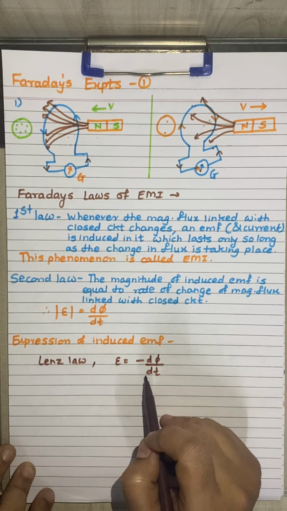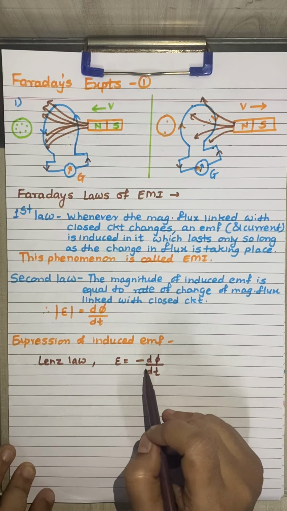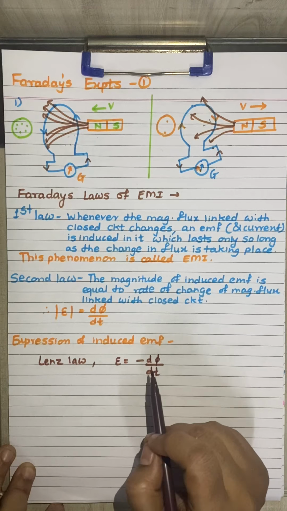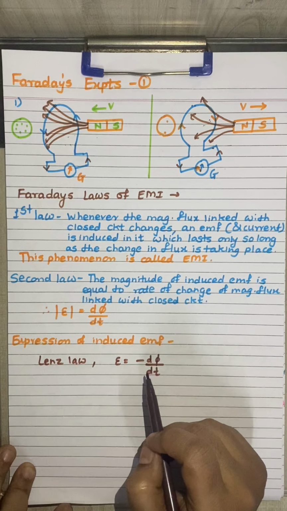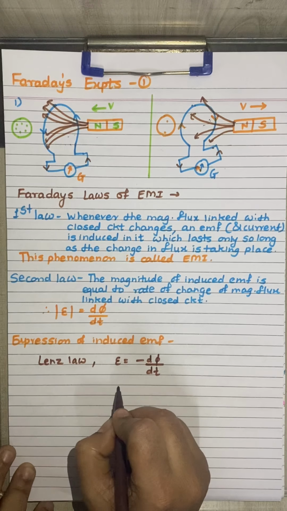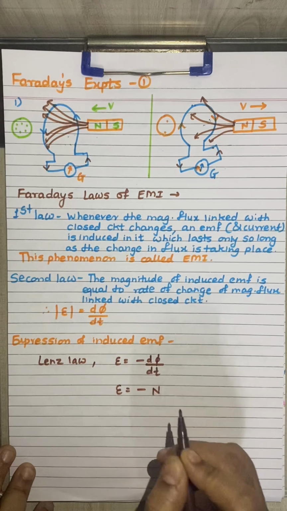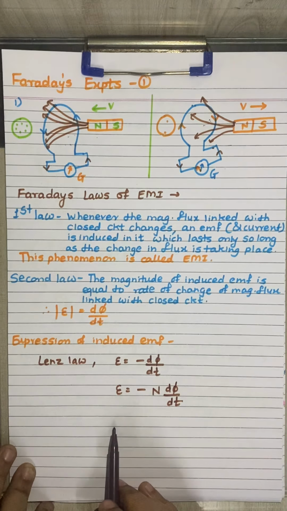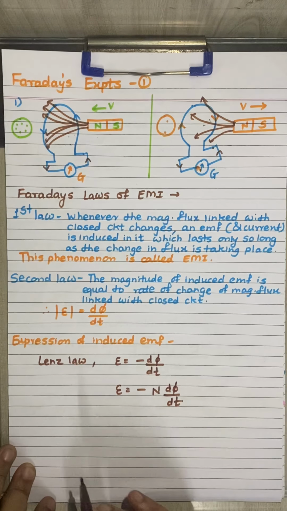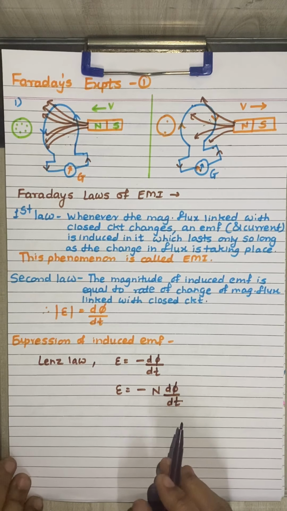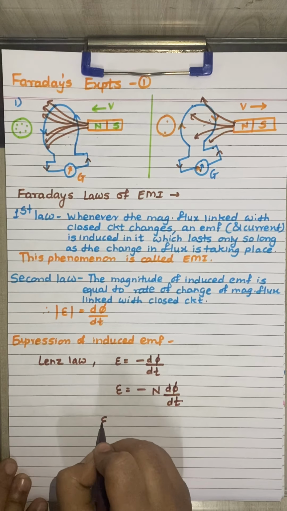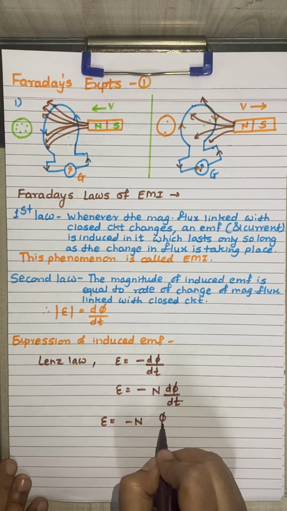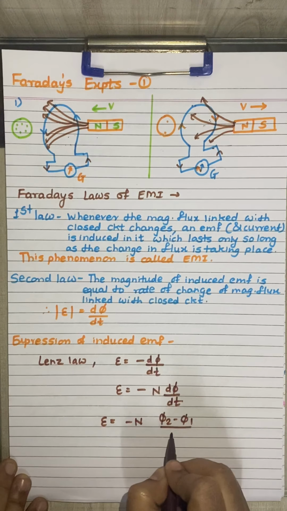Now if the coil consists of tightly wound turns, then the EMF induced in all these turns is equal and in the same direction, and hence gets added up. Therefore the total induced EMF E is equal to minus n, the number of turns, times d phi by dt. If the flux changes from phi 1 to phi 2 in a small time t, then the average induced EMF is given by minus n times (phi 2 minus phi 1) divided by t.